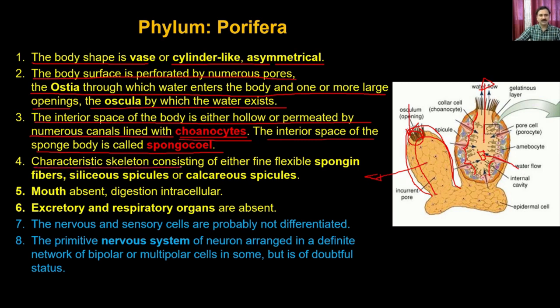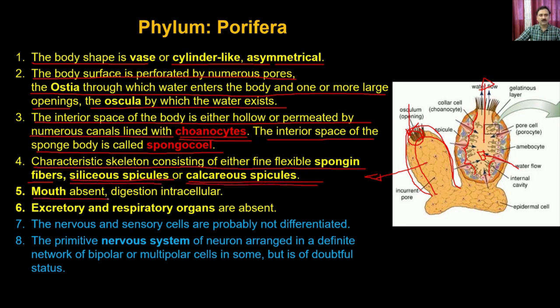The characteristics are a skeleton consisting of either fine flexible spongin fibers, siliceous spicules, or calcareous spicules. So in different types of sponges, you can have the internal skeleton, which is made up of fine flexible spongin fibers. So it could be spongin fibers, siliceous spicules, or calcareous spicules.